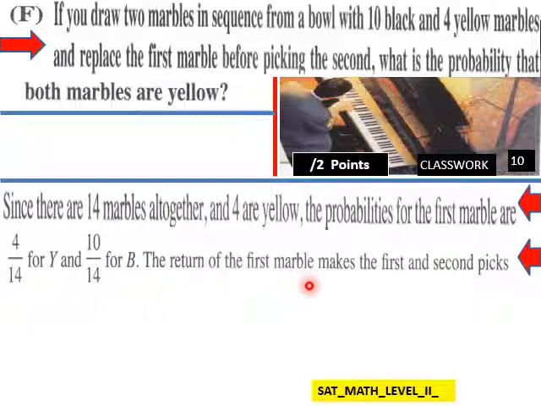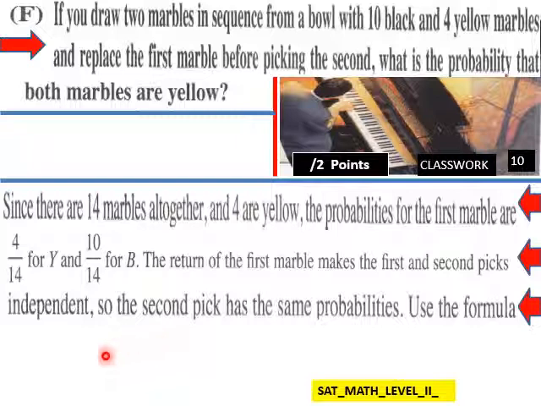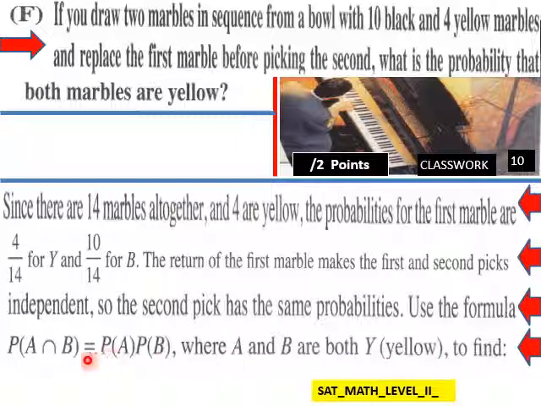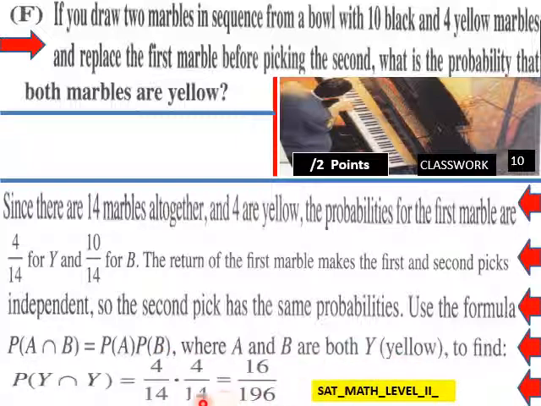The return of the first marble makes the first and second picks independent, so the second pick has the same probabilities. Use the formula: the probability of A joined B equals the probability of A times the probability of B, where A and B are both yellow. To find the probability of Y joined with Y, it equals 4 out of 14 times 4 out of 14, which comes to 16 over 196 for them both to be yellow.